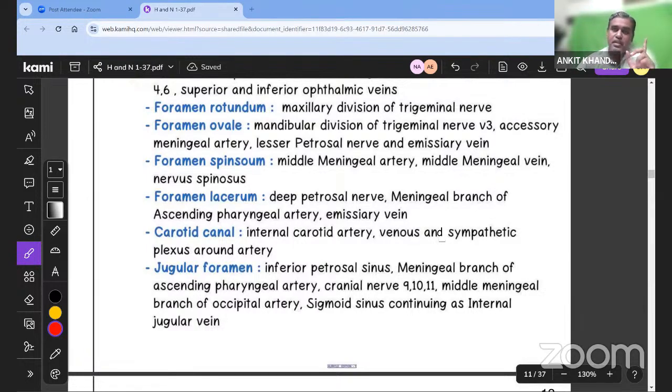Again, as I told you in the beginning, nerves and vessels are the major contents of the foramina. Till now, you are seeing mainly nerves and vessels. Then comes foramen spinosum, right over here, a small foramen having the middle meningeal vessels and a meningeal branch of the mandibular nerve. Next comes the carotid canal.